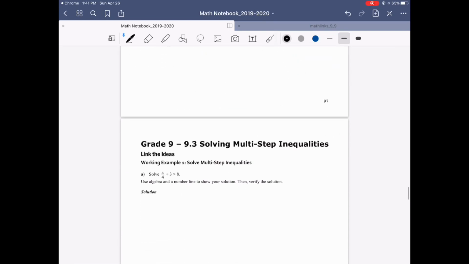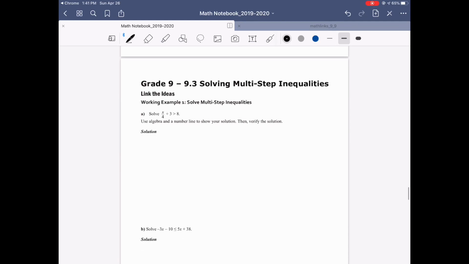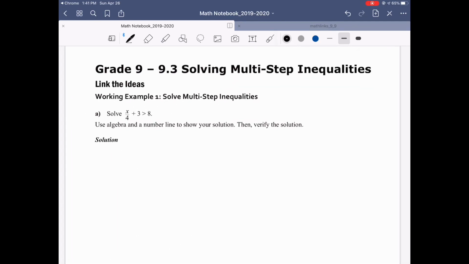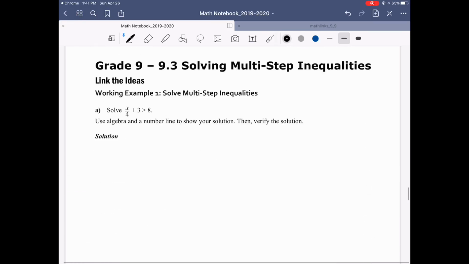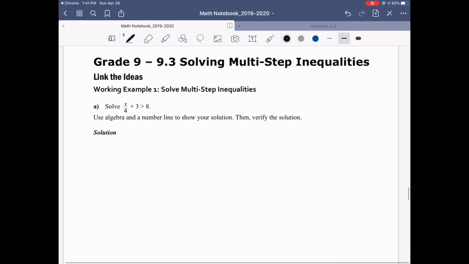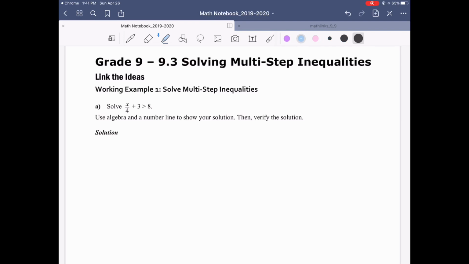All right, so we're going to move right into 9.3, which is solving multi-step inequalities. Again, guys, it's only a couple of pages. It's the same thing as chapter 8, which was solving multi-step equations, but instead of an equal sign, we have an inequality sign.